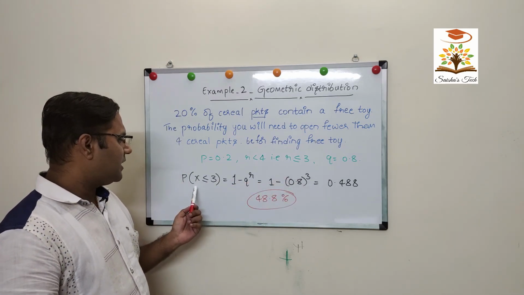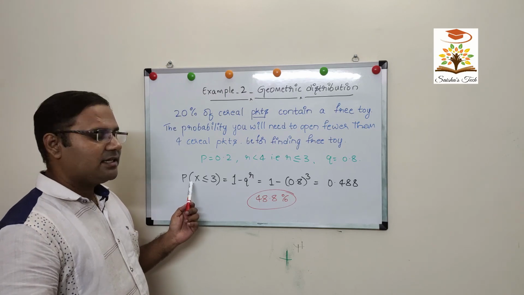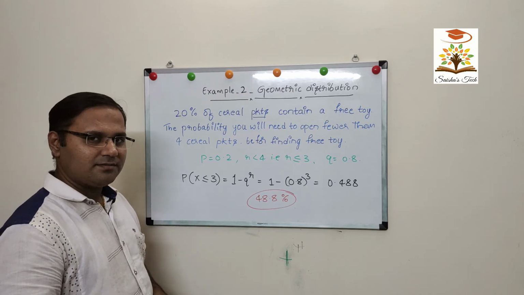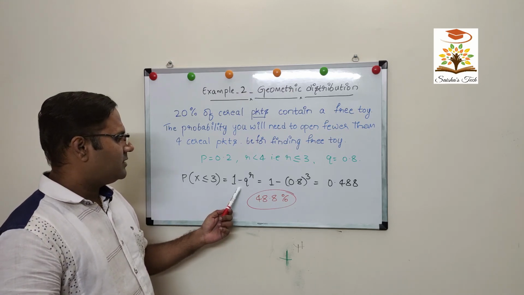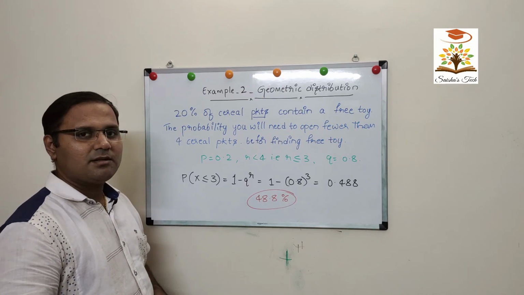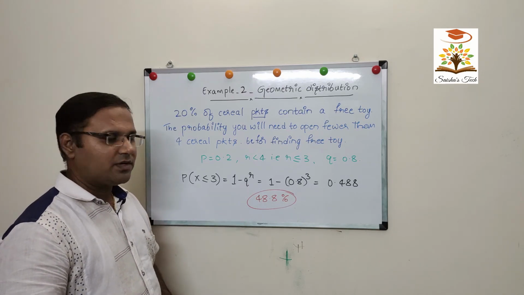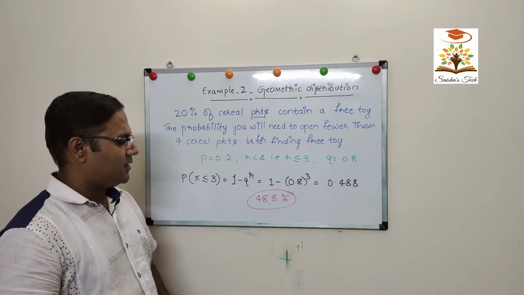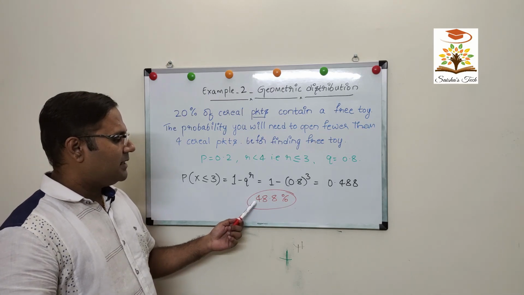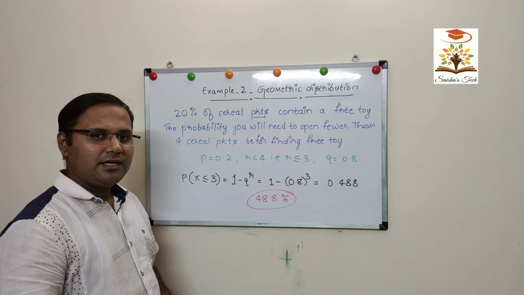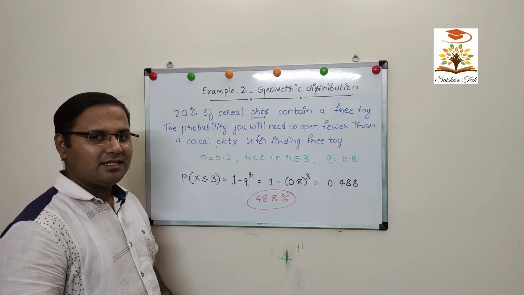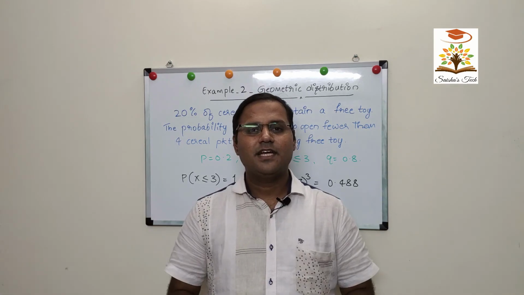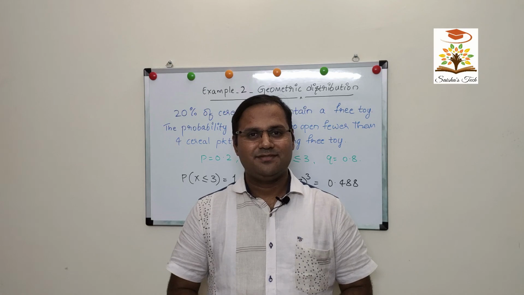The formula which we can utilize to calculate the probability density function of the geometric distribution is x less than or equal to 3. That is 1 minus q raised to r, where q represents the probability of failure, r represents the number of trials, hence 1 minus 0.8 raised to 3. Here the probability that you will get a free toy before you open the fourth packet is 48.8%. These are some of the examples of geometric distribution.